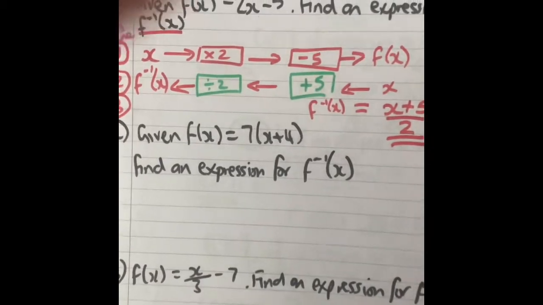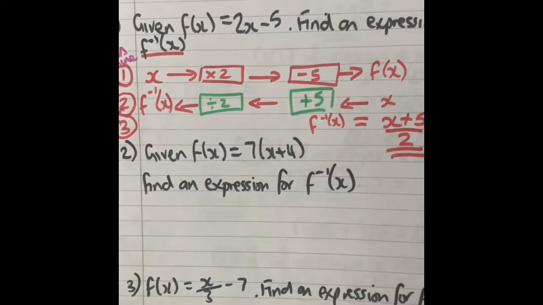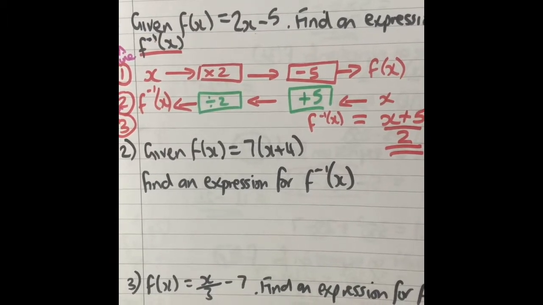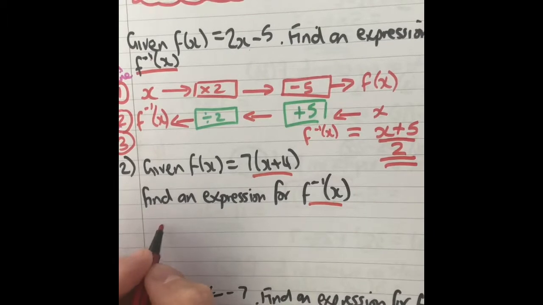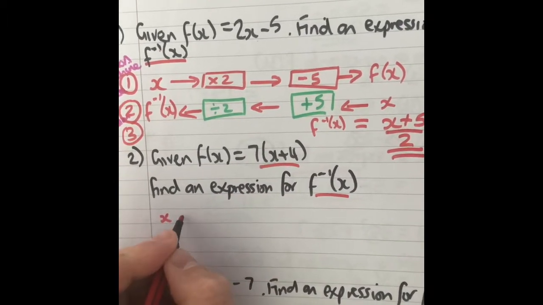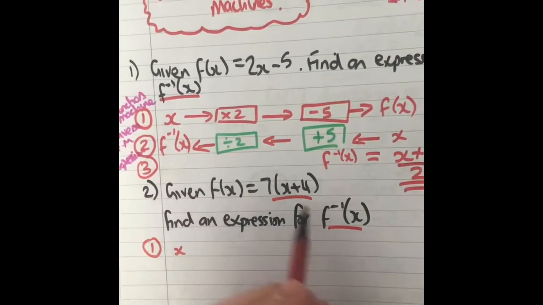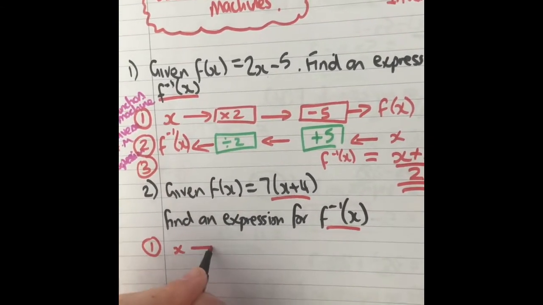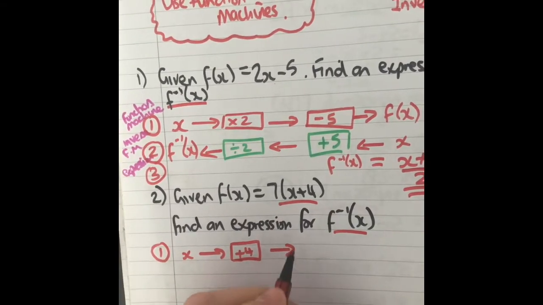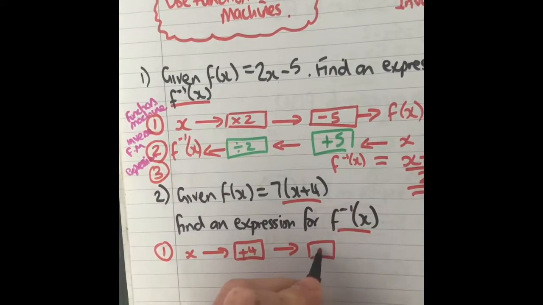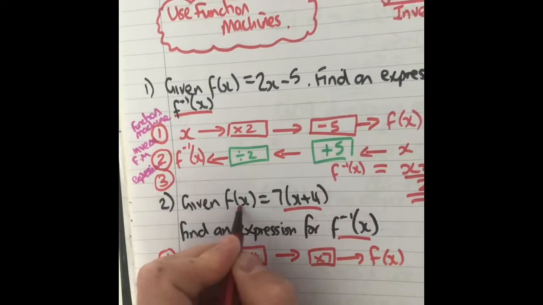Okay, next one. Given f of x equals 7 bracket x plus 4, find an expression for f minus 1 of x. So you need the inverse function for this. Number 1, do a function machine for this expression. Start with x, then I add 4, and then I times the whole thing by 7. And that gives me f of x.